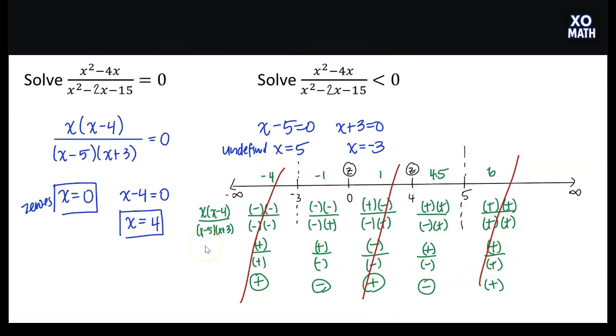It doesn't always alternate. But we do want these intervals here, these negative intervals from negative 3 to 0 and from 4 to 5. So in interval notation, we are going to express our answer as negative 3 to 0, not including negative 3 because that's a vertical asymptote, but also not including 0 because that's where I'm equal to 0 and I want to be just less than 0. And everything from 4 to 5, also not including 4 and not including 5.